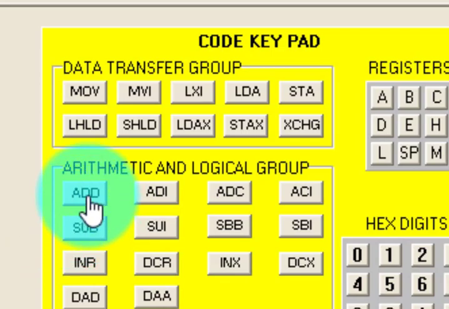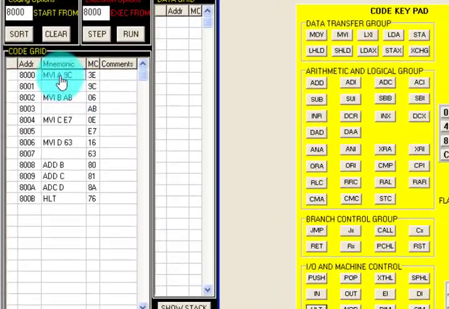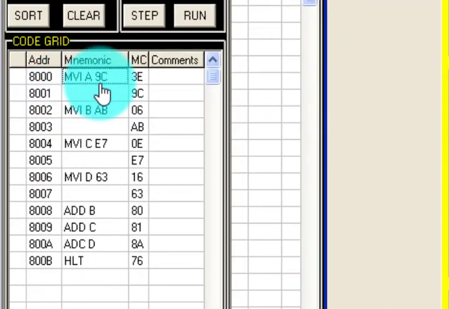First of all we start with ADD and ADC. Here I have written some code. The first instruction is MVI A 9C, MVI B AB and so on. What we are interested in are these three instructions: ADD B, ADD C and ADC D. Now what does ADD B do?